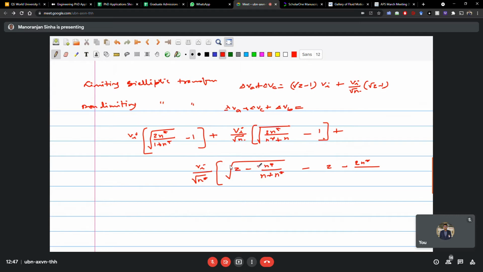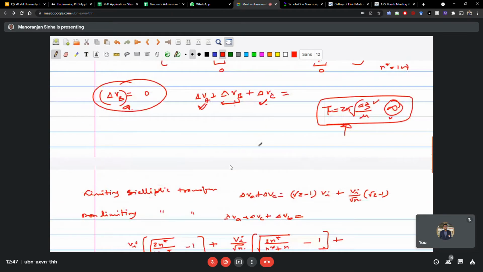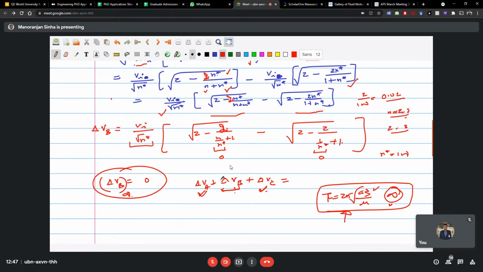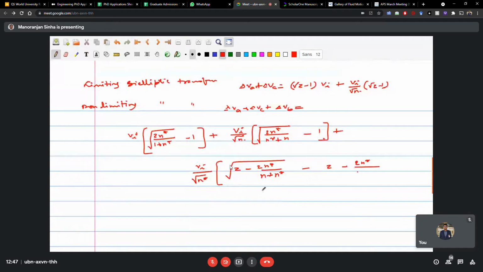This 2 is missing here. This is 2n star. On the previous page I might have missed it. Here this 2 is there, so this part 2 will appear here in this place. So this is 2. So this quantity is written here.